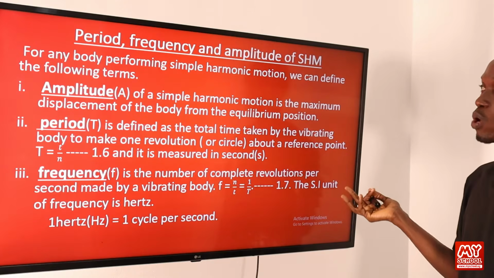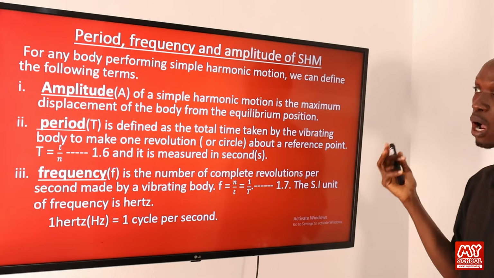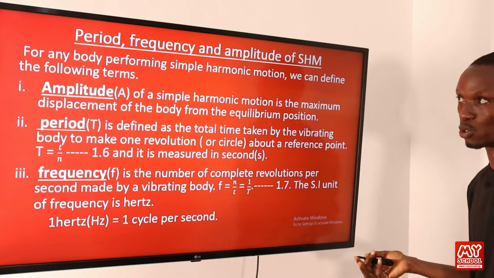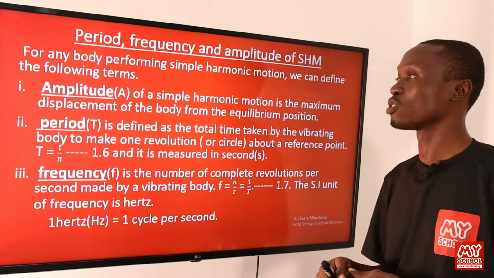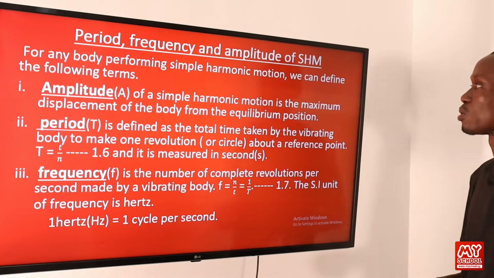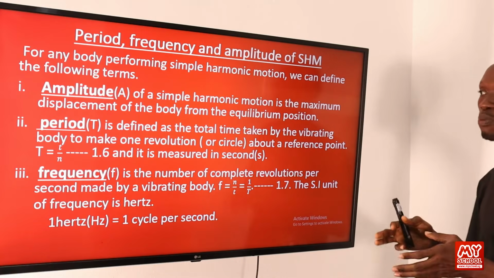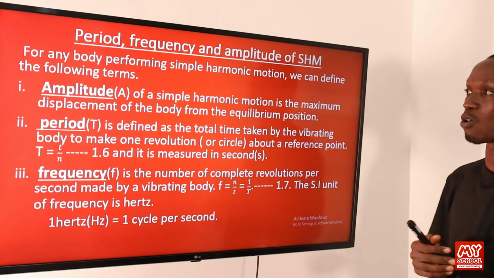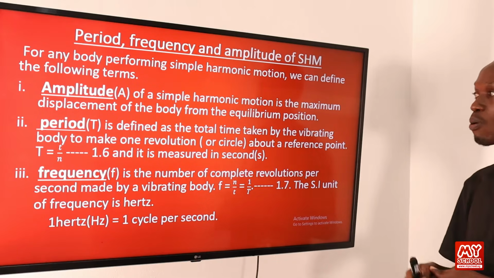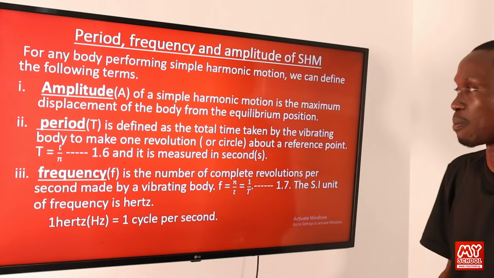So on the next slide here, we are going to be defining some terms that are often associated with simple harmonic motion, which are period, frequency, and amplitude. So we are going to be looking at what these words mean. For anybody performing simple harmonic motion, we can define the following terms. So what do we mean by amplitude of a simple harmonic motion? Amplitude of a simple harmonic motion is the maximum displacement of the body from the equilibrium position, and it is denoted by capital letter A.